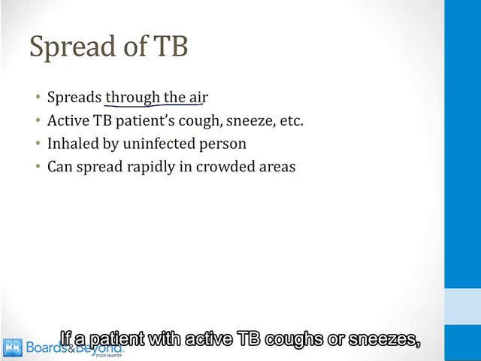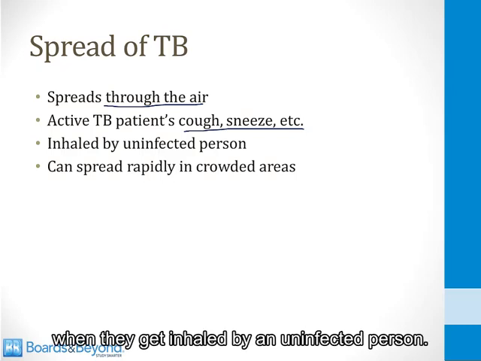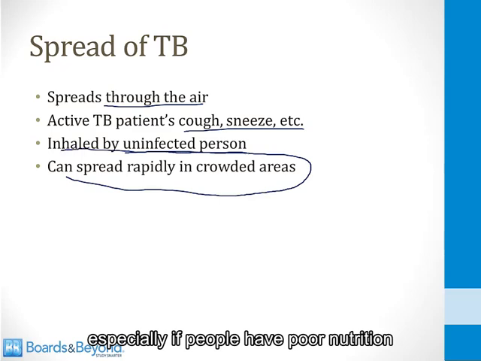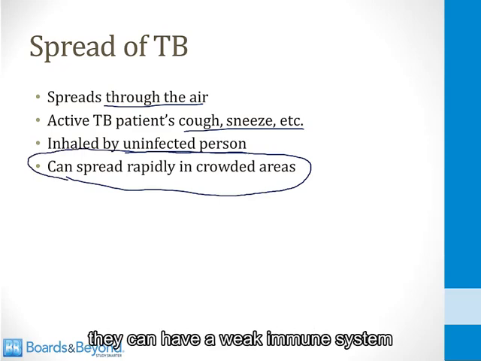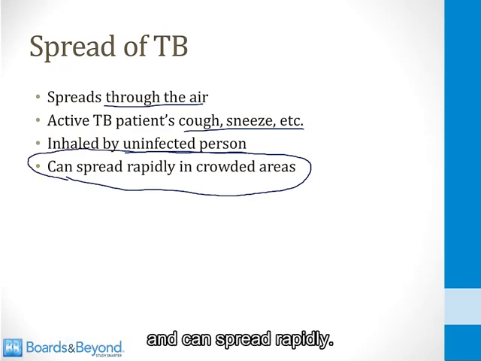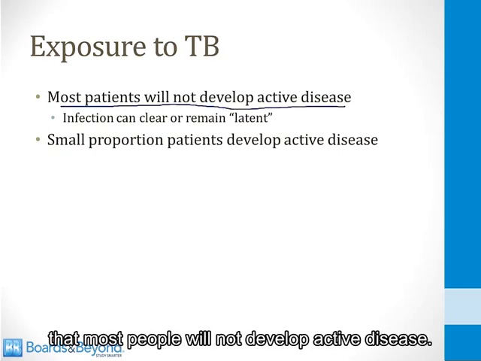Tuberculosis spreads through the air. If a patient with active TB coughs or sneezes, then they can pass on the bacteria when they get inhaled by an uninfected person. This can particularly be a problem in very crowded areas, especially if people have poor nutrition and they're underfed. They can have a weak immune system, and they're very susceptible to infection with TB, and it can spread rapidly.